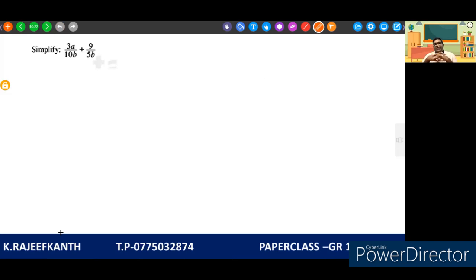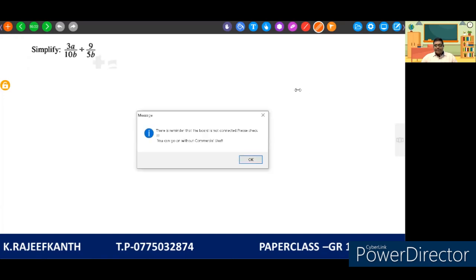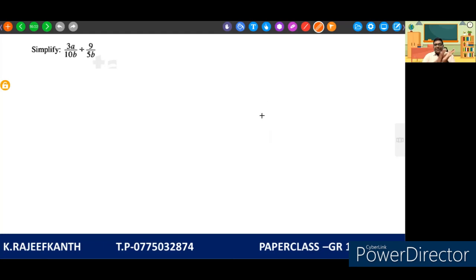Simplify 3a over 10b divided by 9 over 5b. We have to divide 3a over 10b by 9 over 5b. When you are dividing the first fraction by the second fraction, first you have to write the first fraction, then you have to write the reciprocal of the second fraction. Then you can multiply those two fractions.